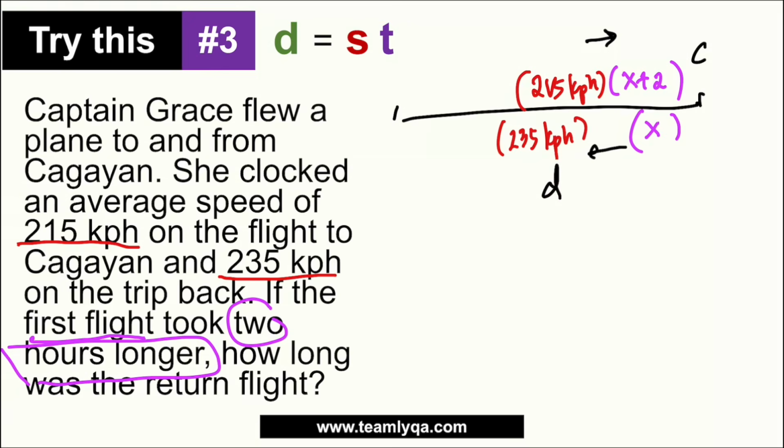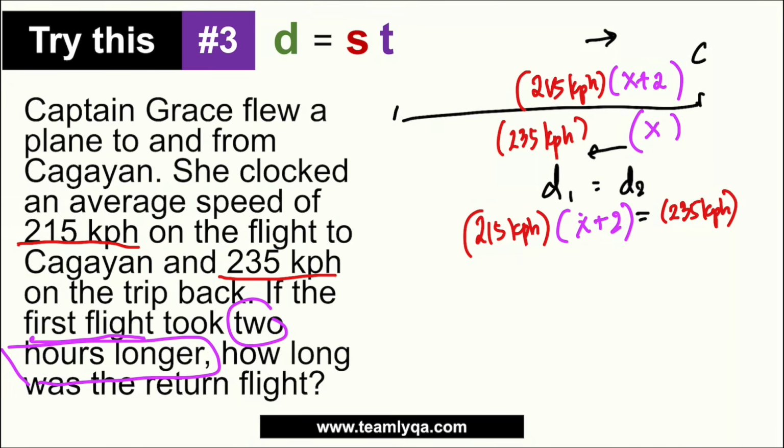Tapos ilalatag na uli natin yung formula. D sub 1 is equal to D sub 2. With yung first flight na papunta being 215 kilometers per hour, tapos ang kanyang time ay magiging x plus 2. Equal daw yan sa speed niya nung pabalik which is 235 kilometers per hour na imumultiply naman natin sa nawawalang time niya. So, solve lang natin ito for x para makuha natin yung tamang sagot. So again, i-distribute natin yung 215 dito. So now you have 215x plus 215 times 2, which is 430, is equal to 235x.